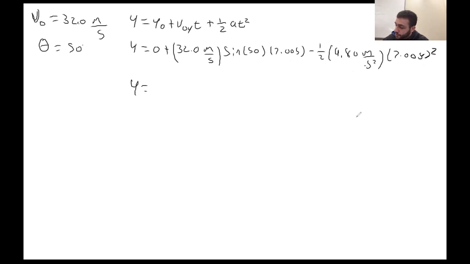So that ends up canceling. These seconds cancel with these meters. So if we plug that into our calculator, we should get y is equal to 29.4 meters using sig figs, because our lowest significant figure is 32.0 or 2.00 seconds, so it's 3 sig figs. So we know that y is equal to 29.4 meters.